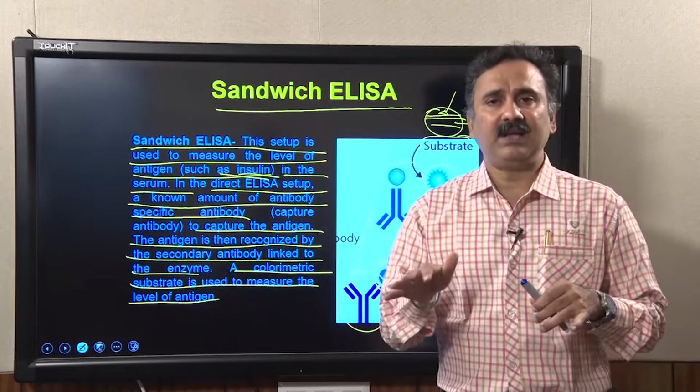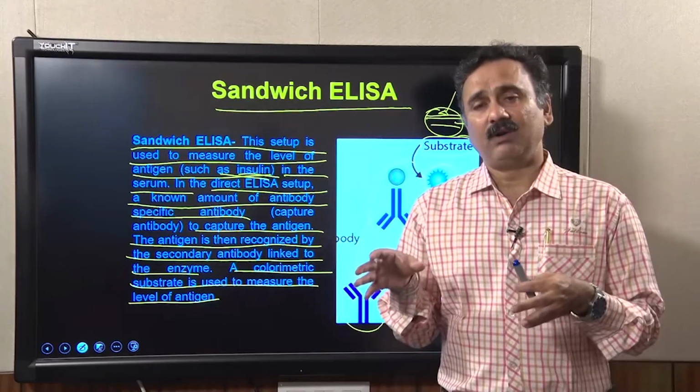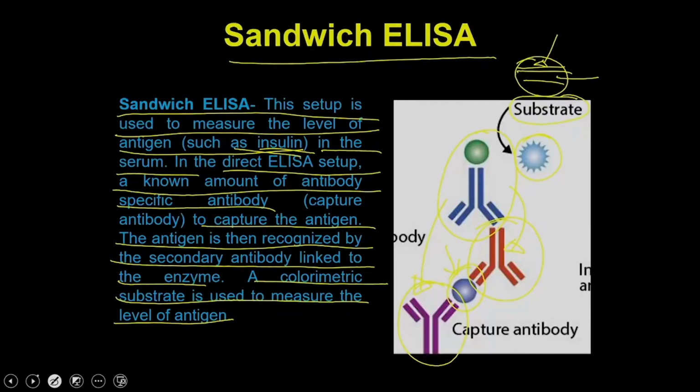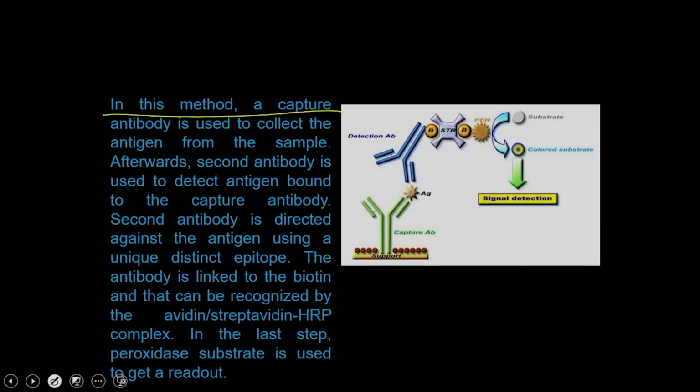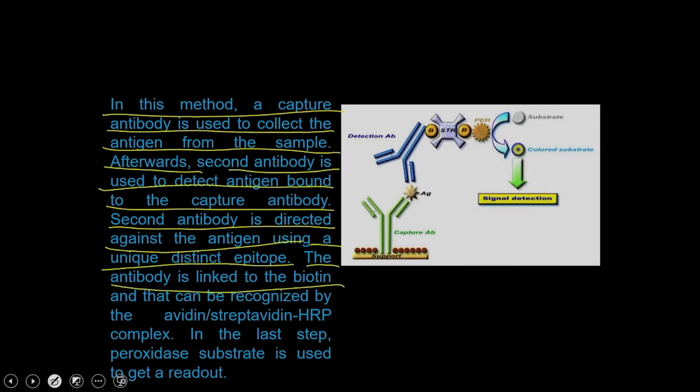The purpose of sandwich ELISA is to measure the antigen, whereas the purpose of indirect ELISA is to measure the level of antibody present in the blood. In this method a capture antibody is used to collect the antigen from the sample. Afterwards, a second antibody is used to detect the antigen bound to the capture antibody. The second antibody is directed against the antigen using a unique, distinct epitope. The antibody is linked to biotin, which can be recognized by the avidin or streptavidin HRP complex. In the last step, the peroxidase substrate is used to get a readout.